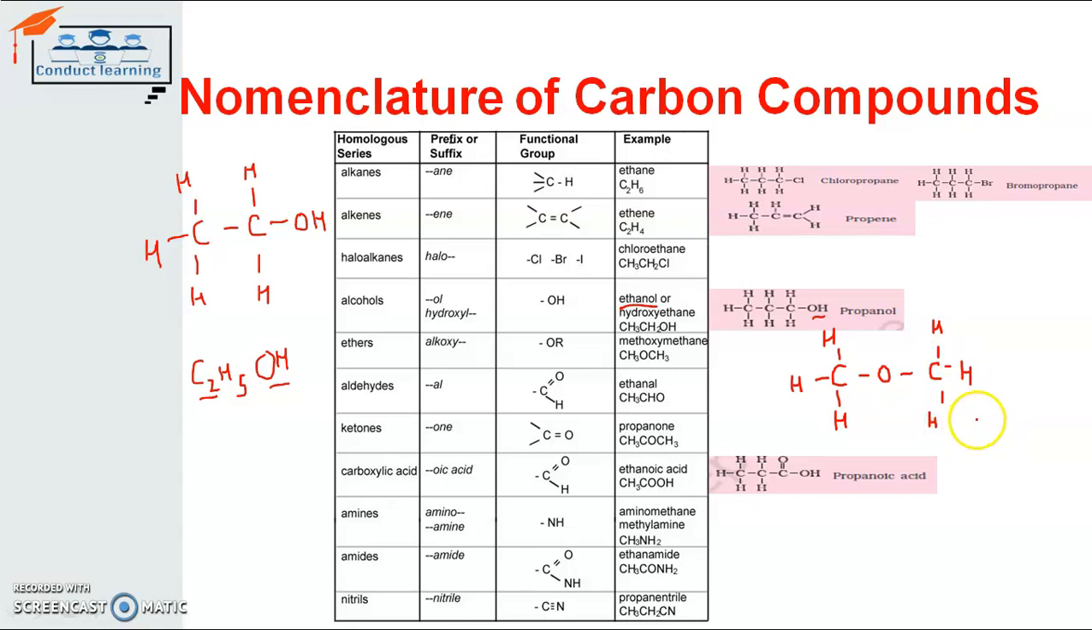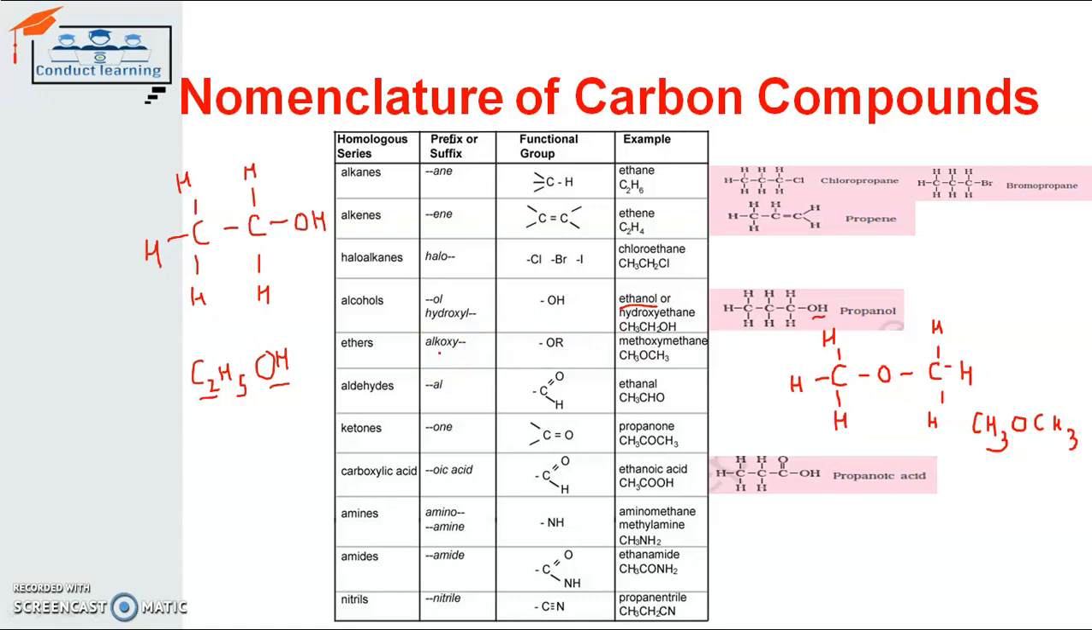So the chemical formula, if we look at the structure diagram: CH3, because this carbon has 3 hydrogen atoms with it, one oxygen, and this carbon atom also has 3 hydrogen atoms with it, so that's why it will become CH3. So it is methoxymethane, the ether group.